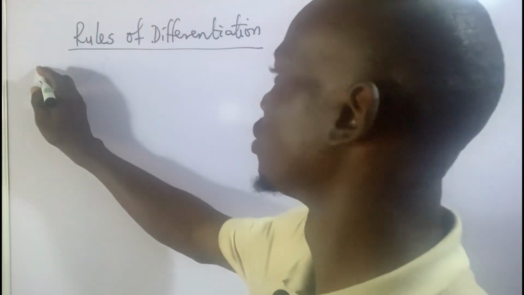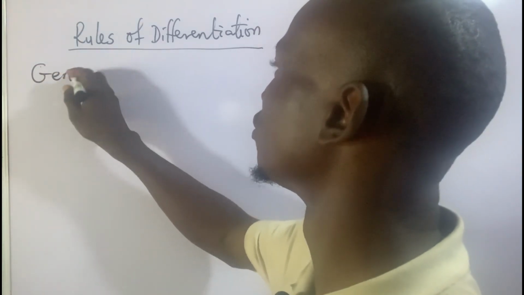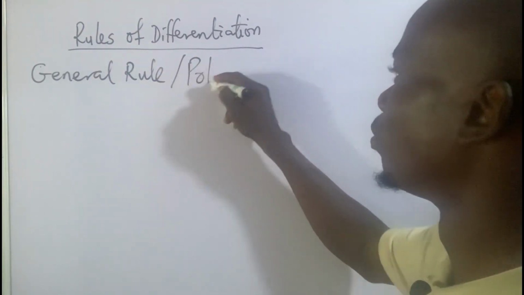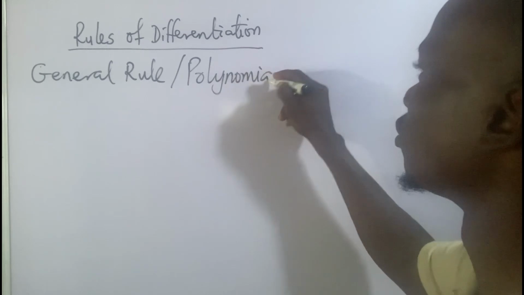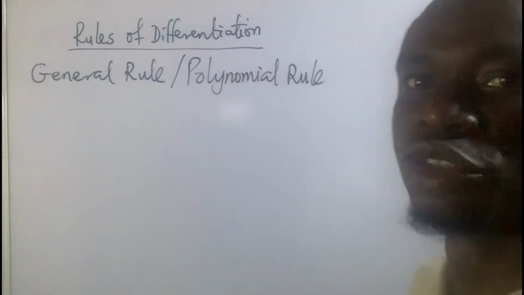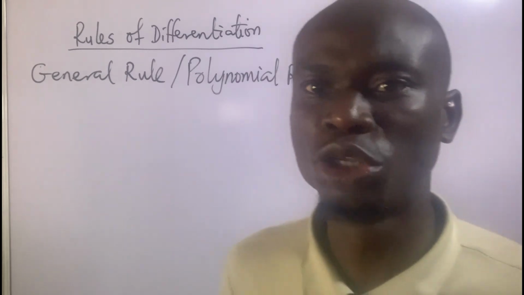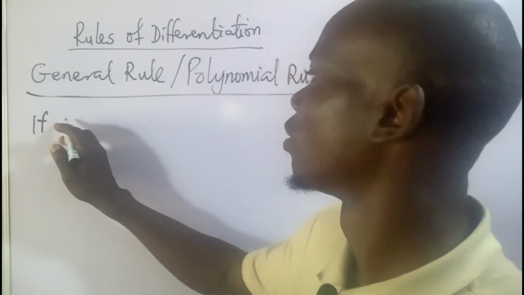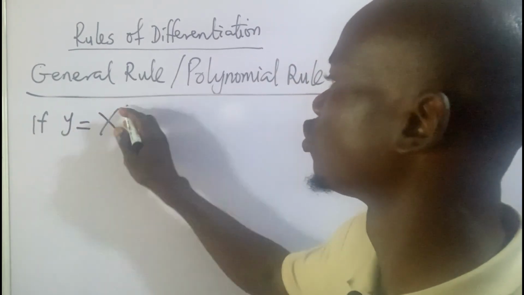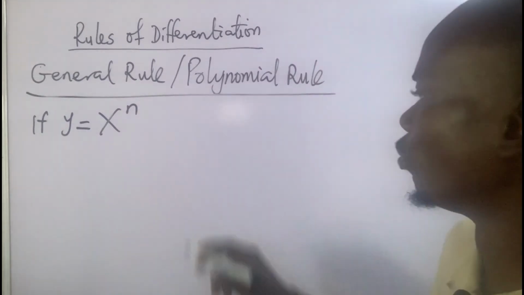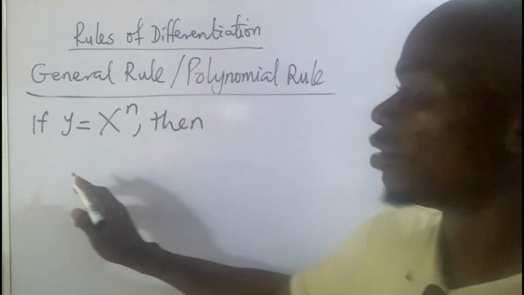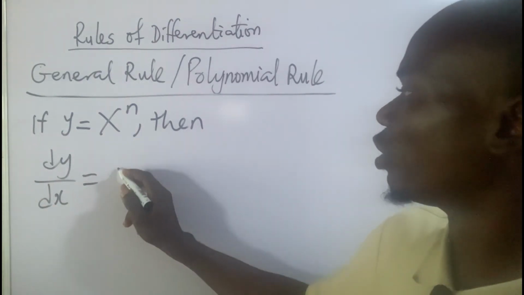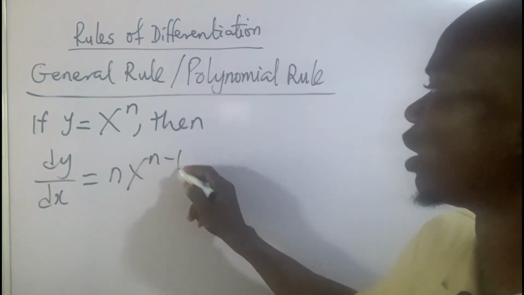So we are going to be starting with the general rule. The general rule is usually known as the polynomial rule, because this rule applies majorly to polynomials. The general rule says that if y is equal to x raised to power n, which is a polynomial, then the differentiation, which is dy/dx of y, will give us nx raised to power n minus 1.